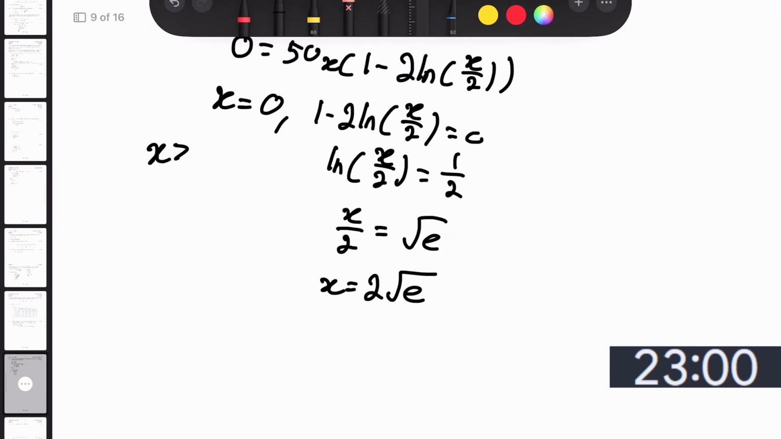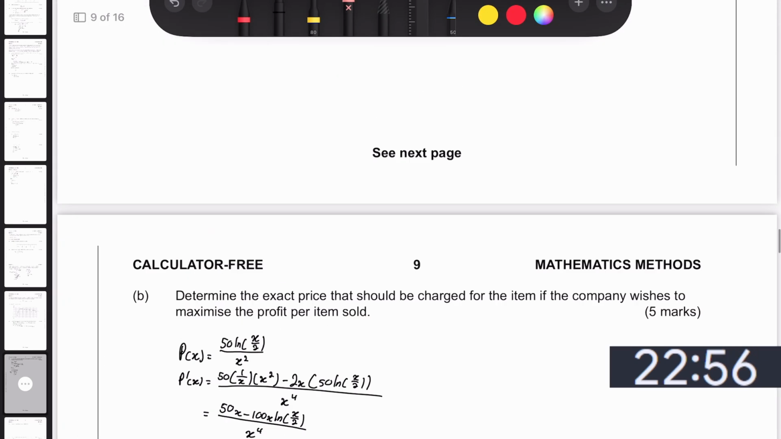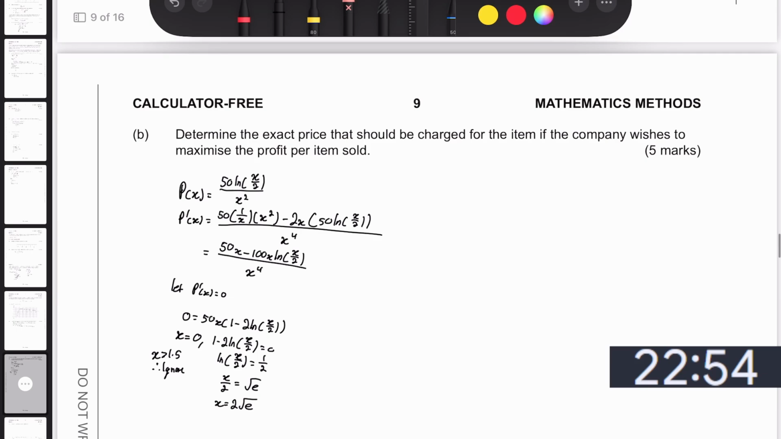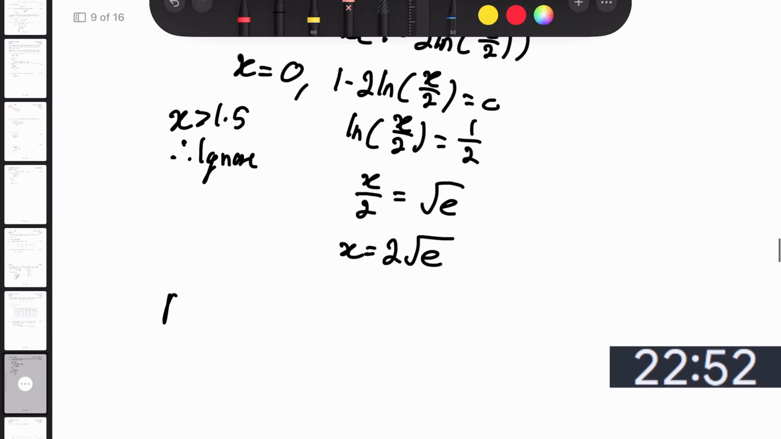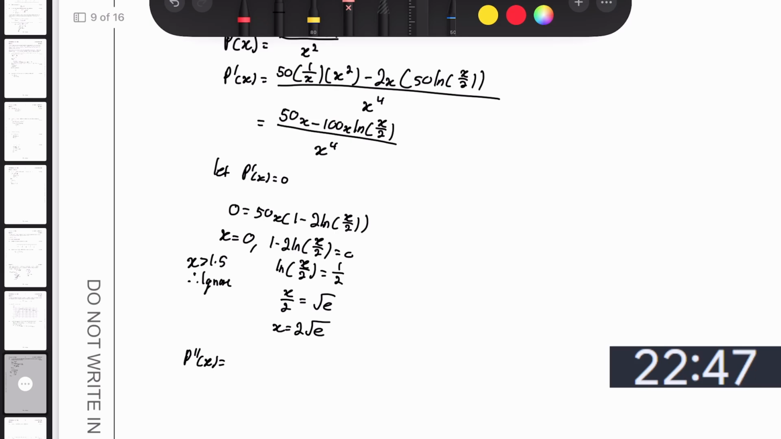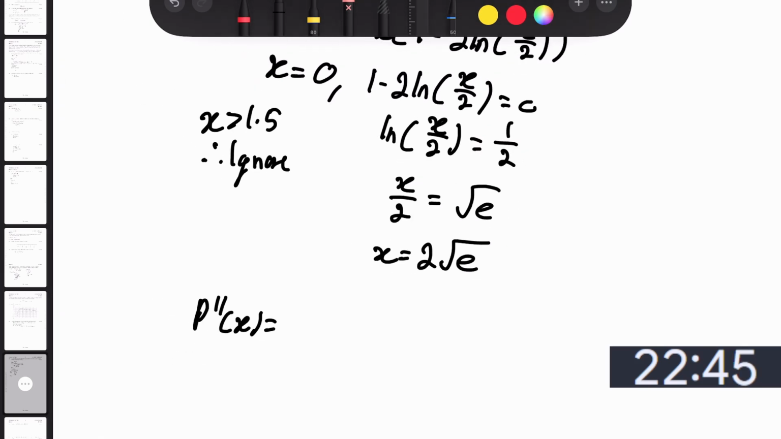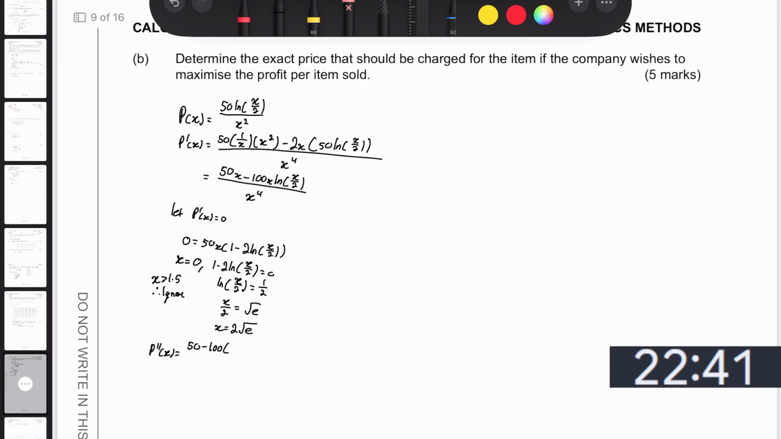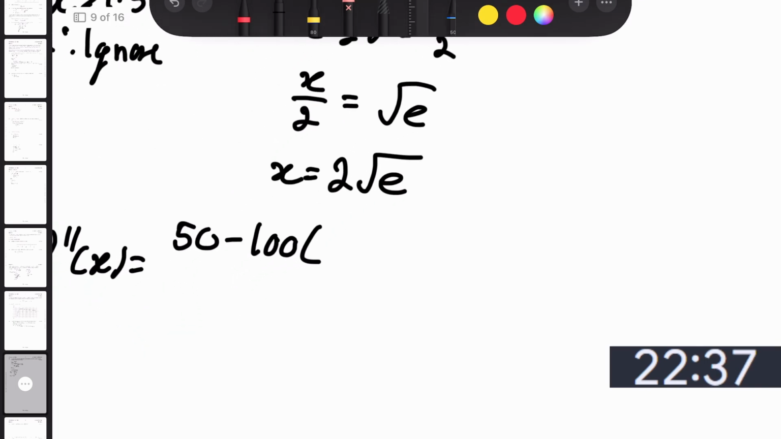But x has to be greater than 1.5, therefore ignore. So then p dash dash of x is going to be equal to, derivative of the top is going to be 50 minus 100 of ln of x on 2. Oh my god, this is going to be horrible.